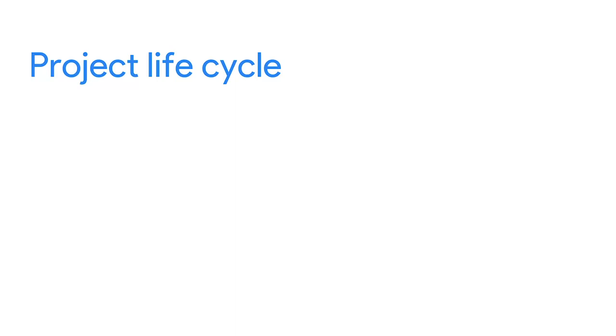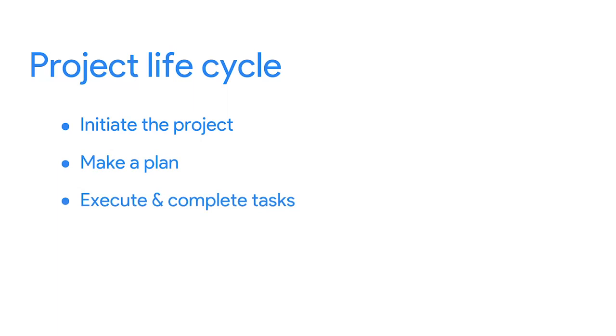Most project life cycles have 4 major phases, each with their own set of tasks and concerns. Check it out. The main phases of a project are initiate the project, make a plan, execute and complete tasks, and finally close the project. Let's talk about the first phase, initiate the project.